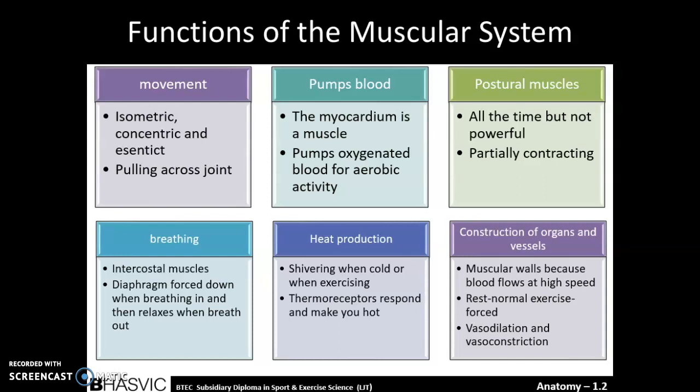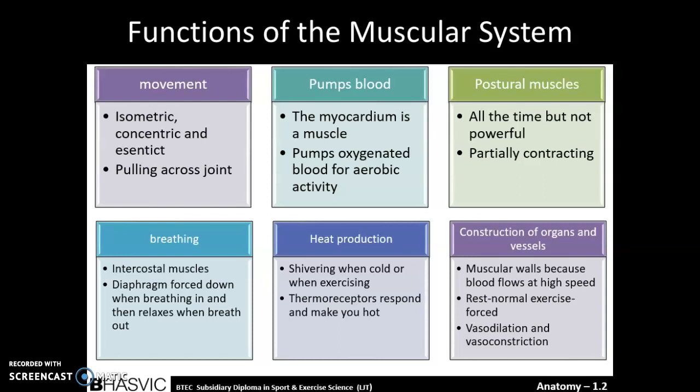Another function of the muscular system is breathing. Your intercostal muscles in between your ribs and your diaphragm, which is a U-shaped muscle at the bottom of your ribs, get forced down when breathing in and then relax when breathing out. This helps for breathing.